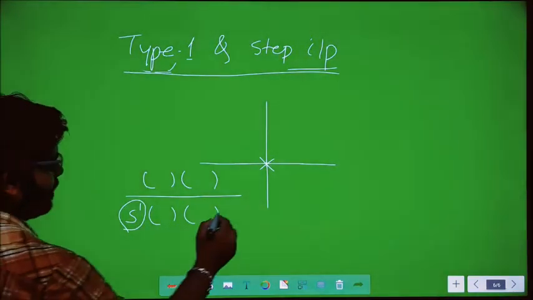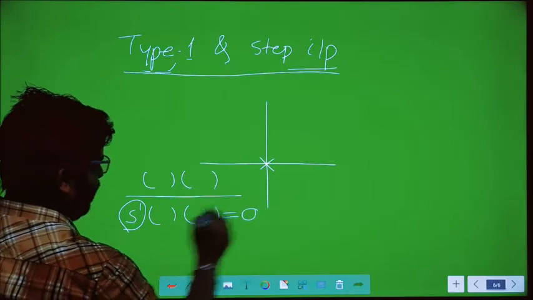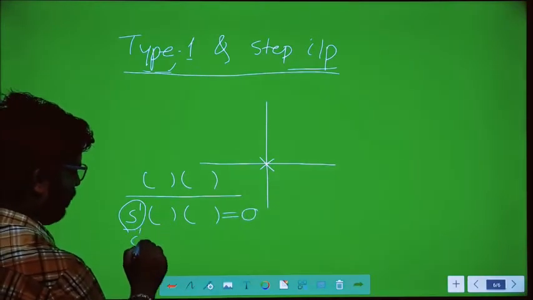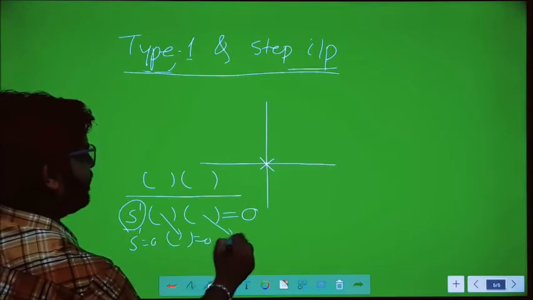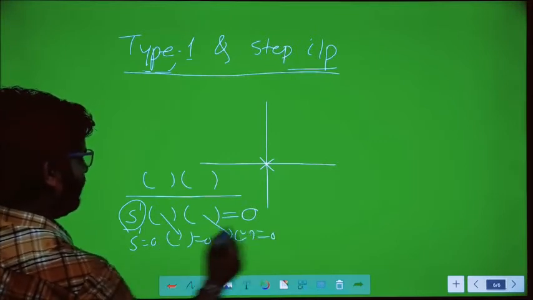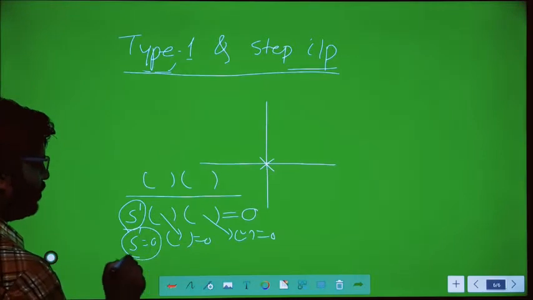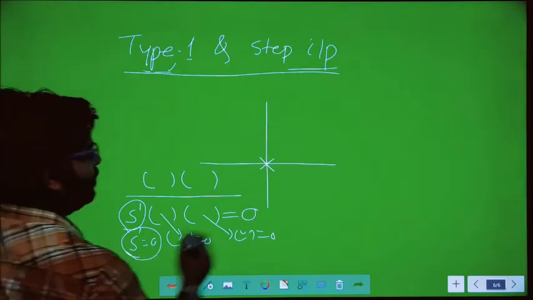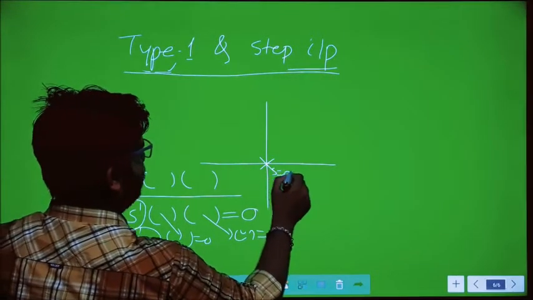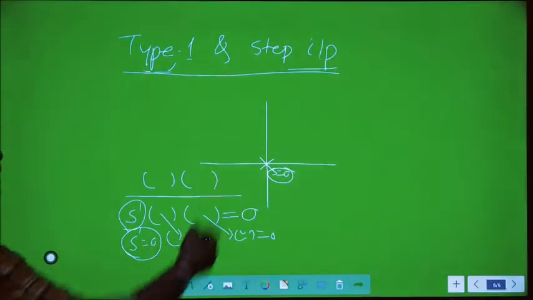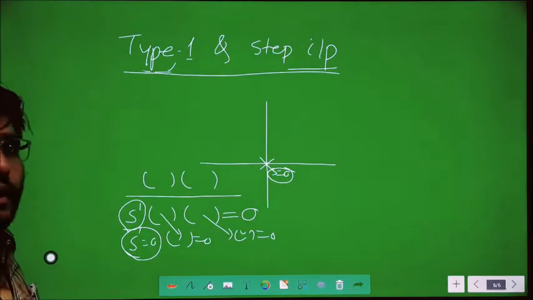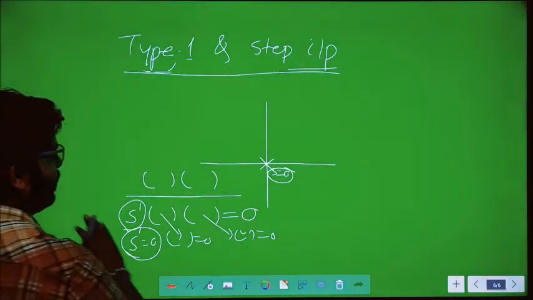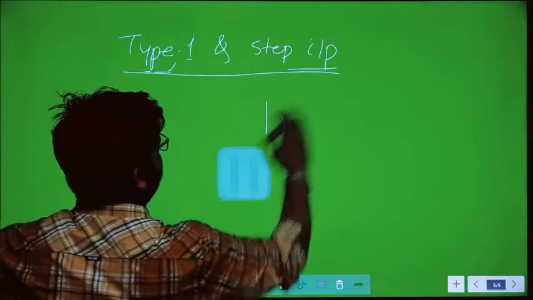That means if you equate the denominator to 0, you will get s to the power 1 equal to 0, or this value equal to 0, or this value equal to 0. So you find s to the power 1 is equal to 0, or s is equal to 0. Here s is equal to 0, and you will see that there is only one pole located at the origin. That is why it's called a type 1 system. Okay, so let us go further.